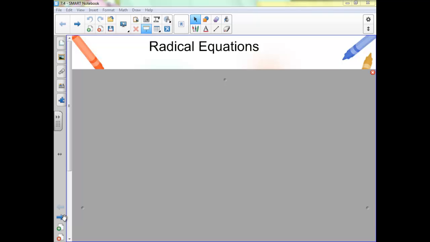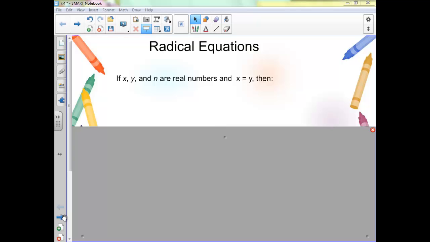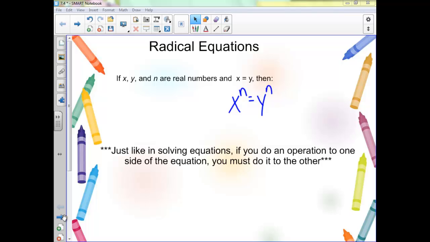This section is radical equations. So first things first, if we've got that two things are equal, we can raise both of them to the same power, just like before when we could multiply the same thing to both sides, divide the same thing, add, subtract the same thing to both sides. We can raise both sides to the same exponent. It's the same thing as when we were solving equations. The key thing is if you do it to one side, you have to do it to the other.